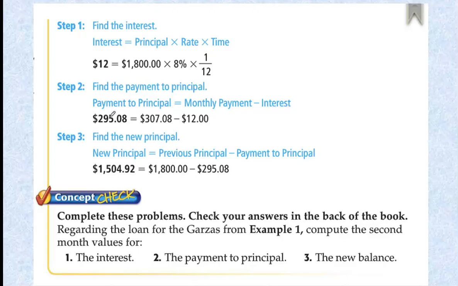Remember, the principal is how much money you have to pay. Then you take the previous principal, which was $1,800, subtract the payment to principal, and you get $1,504.92 is your new principal. This is how much they owe now, so this is after 1 payment. So for the lesson, you will really just have to do these 3 steps.